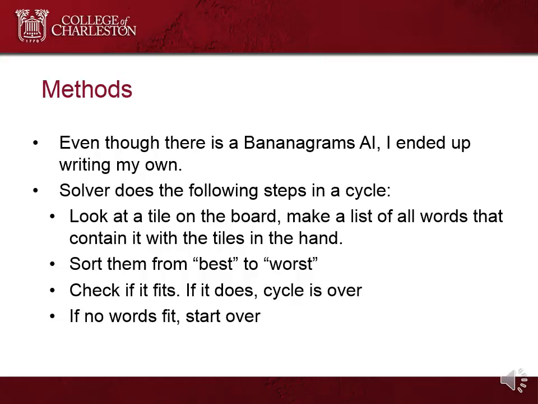After playing the first word, the solver looks at a tile on the board and makes a list of all the words that can be played with this letter tile and the tiles in the hand. This is because Bananagrams players can only place words on the board if they play off words that are already there. Then, the possible words are sorted from best to worst.